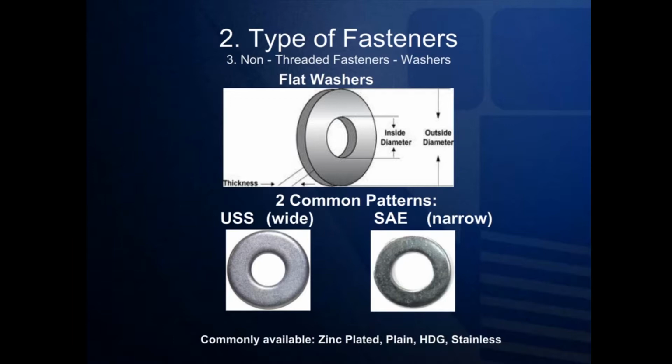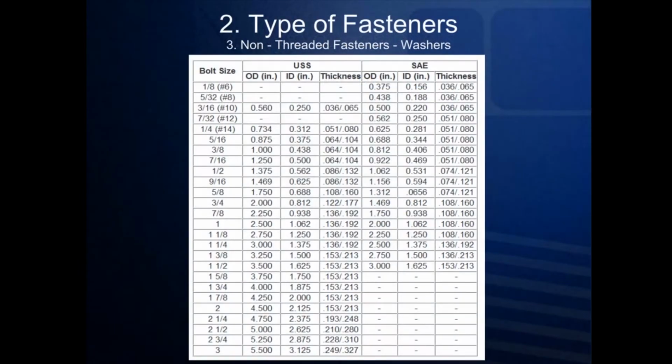It should be noted that these washers here are most commonly found in Grade 2, Grade 5, and Grade 8. Also, most stainless steel washers are typically closer to the SAE pattern than the USS, most probably because it takes less material for an SAE pattern and thereby is less expensive. Here's a chart that compares the dimensions of SAE and USS flat washers.